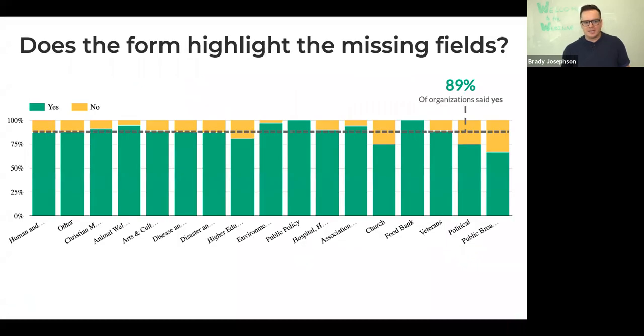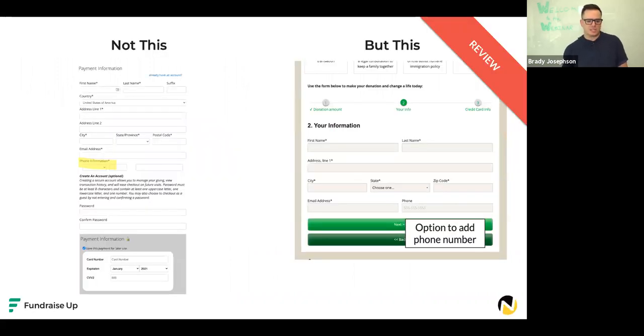So what we were asking here is, does your form highlight missing fields? And this was a bit surprising to me because we make hundreds of donations every year, but 89% of organizations said yes, we let you know that this field is required while you're filling it out. One of the worst in this case was churches that filled out our donation friction assessment tool; they performed a little bit less than the average.